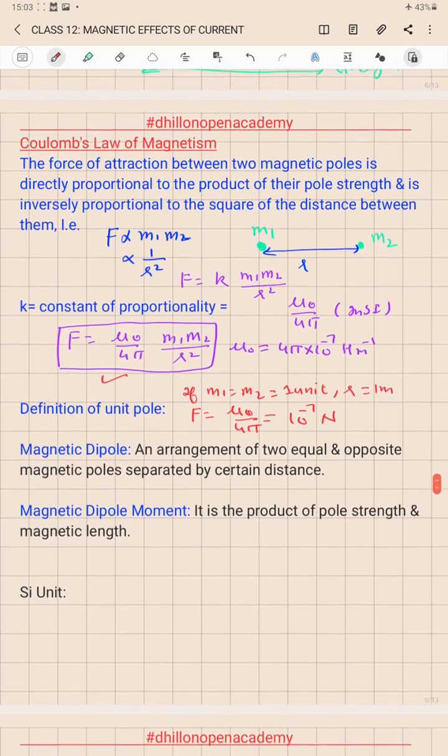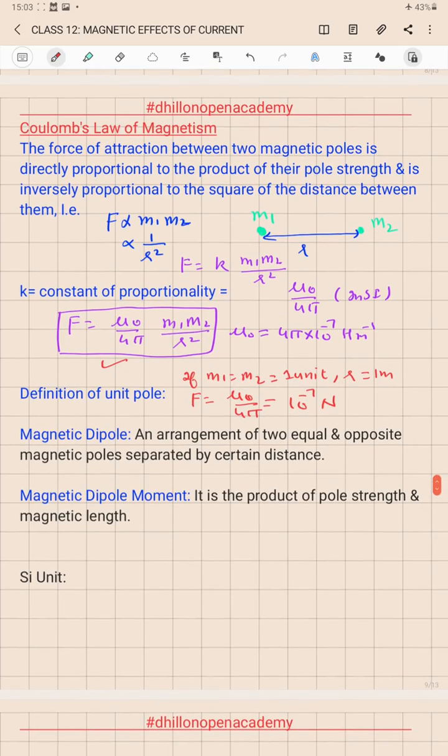Next is magnetic dipole. A bar magnet is a magnetic dipole. Magnetic dipole means two poles of the same strength but of opposite nature separated by a certain distance. So just like we have an electric dipole, a combination of two equal and opposite charges, we have a magnetic dipole. Our bar magnet is nothing but a magnetic dipole which has two poles, north pole and south pole, of the same strength but separated by a distance called magnetic length.